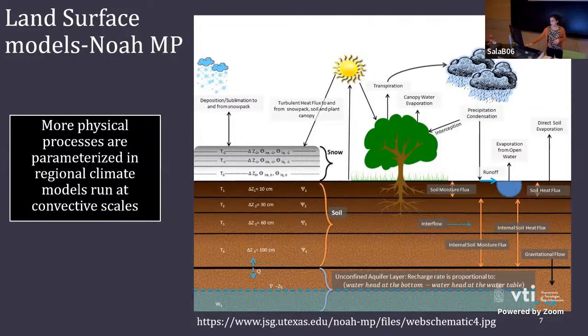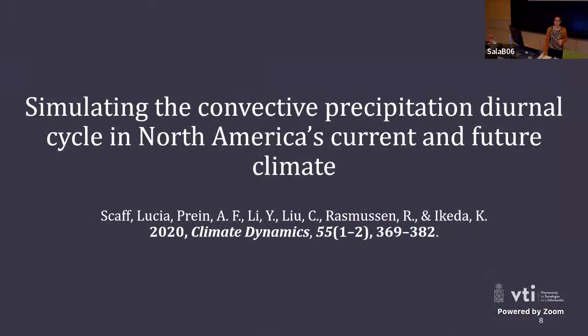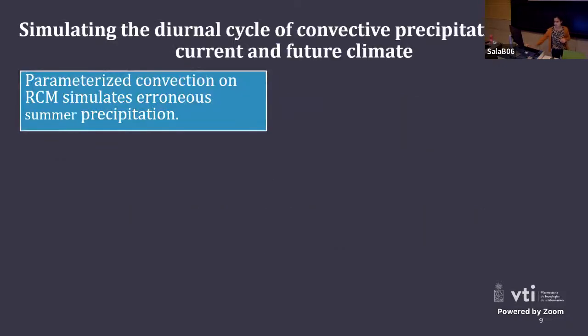I will show you now 3 examples of my work as a Ph.D. and postdoc. The first one was about assessing the performance of the convection permitting model, to see how the model was able to reproduce the diurnal cycle of precipitation in North America. That was published in 2020. So this work started with this motivation.